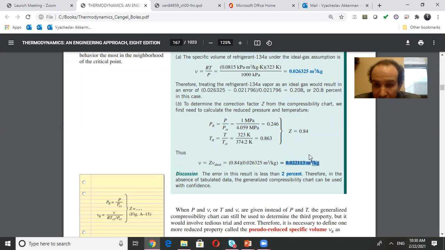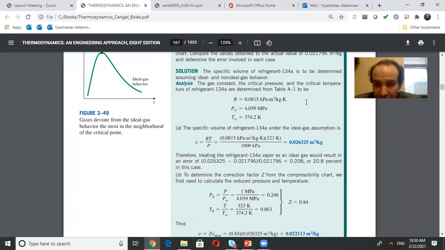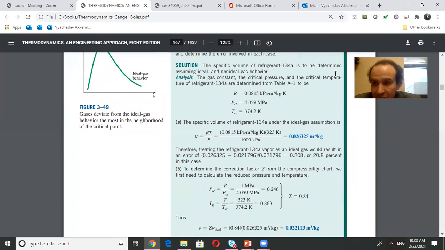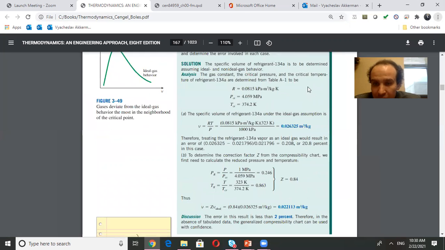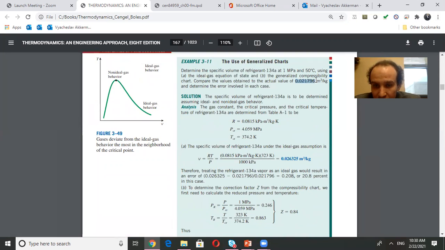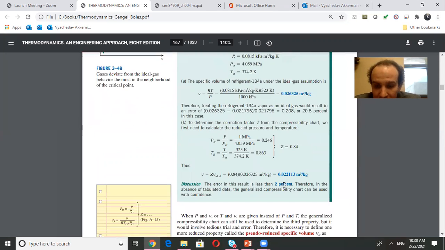And this value is to be compared with my table, correct? What does my table give me? This value, like 21.7, and here I have 22.1. Is it close? Now the error is only 2%. So that is what we can do. Do you understand? I introduce a correction, and this correction helped me get an appropriate answer.